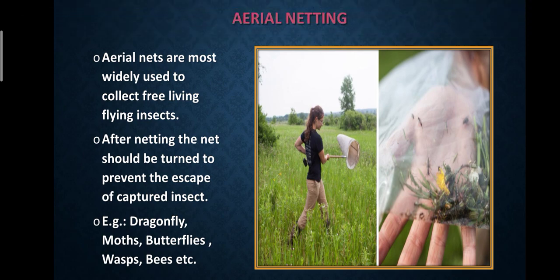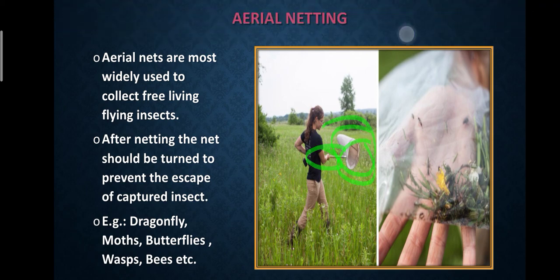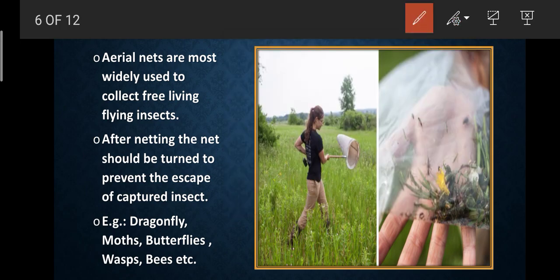In this aerial net, you can observe that it has a handle, a net bag, and a ring. This ring has 30 to 40 centimeter diameter, and the depth of the net bag is 50 to 70 centimeter. The rod or handle of aerial nets should be light and easily manageable.